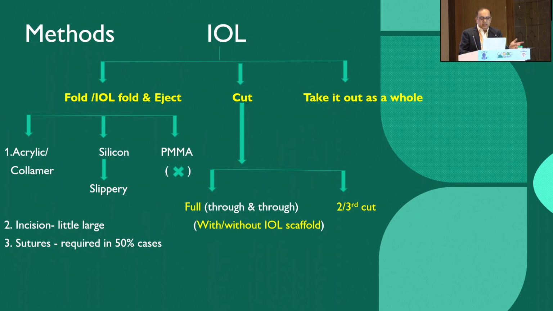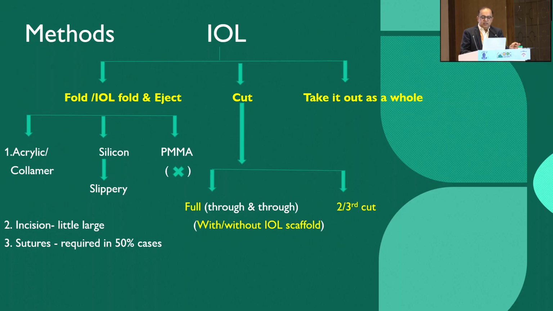Now, basically, there are three ways in which we can do this. We can fold it, we can cut it, or we can take it out as a whole. Refolding the IOL is easy, but this won't work with every lens. Like PMMA and silicone, they can't be folded. However, we can refold acrylic lenses.